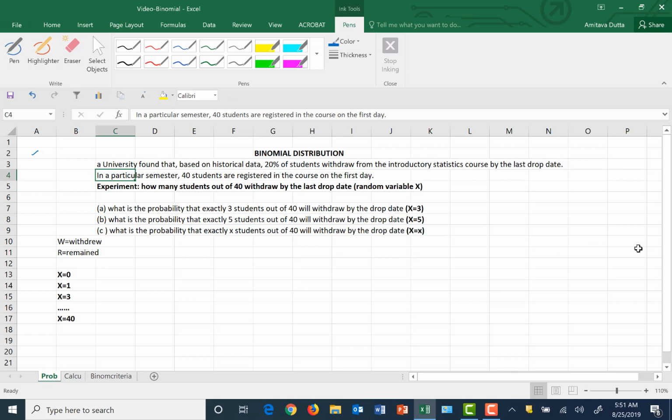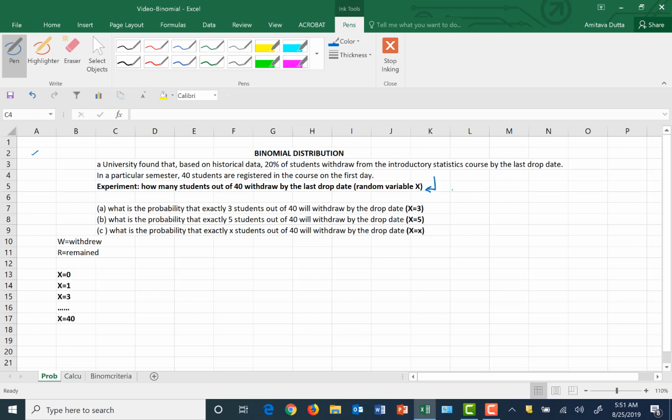So obviously this outcome is uncertain. You don't know if none of the students will withdraw. You don't know if one student will withdraw, two will withdraw, and so forth. So the outcome is represented by the random variable x here. So that's the experiment: count how many students out of 40 will withdraw by the last drop date.